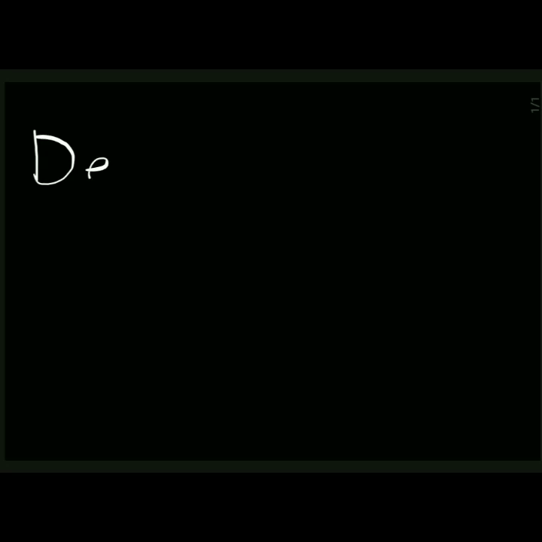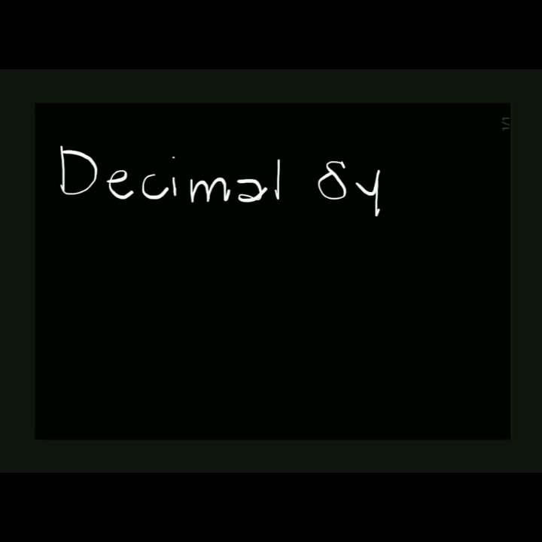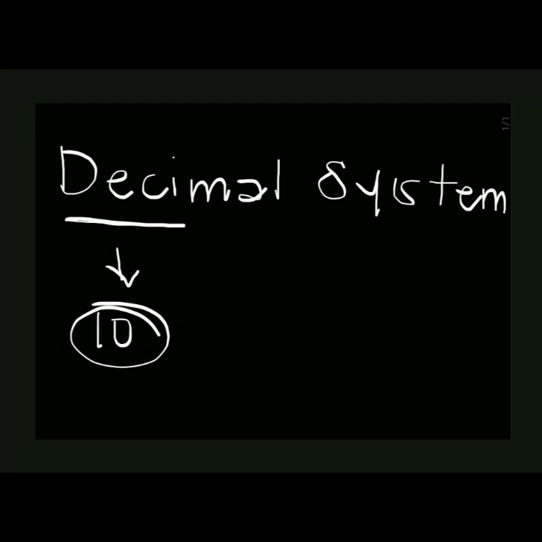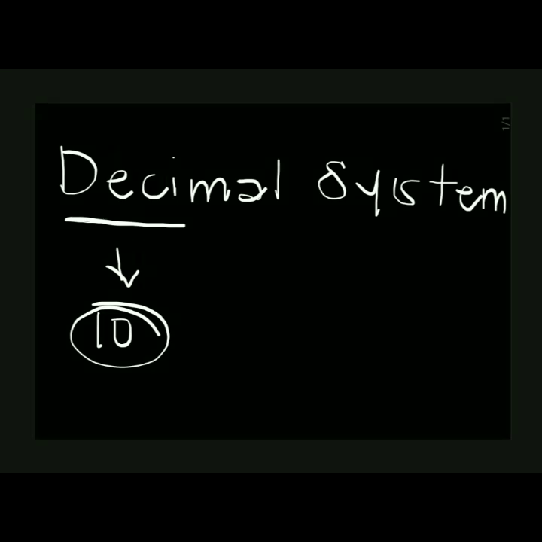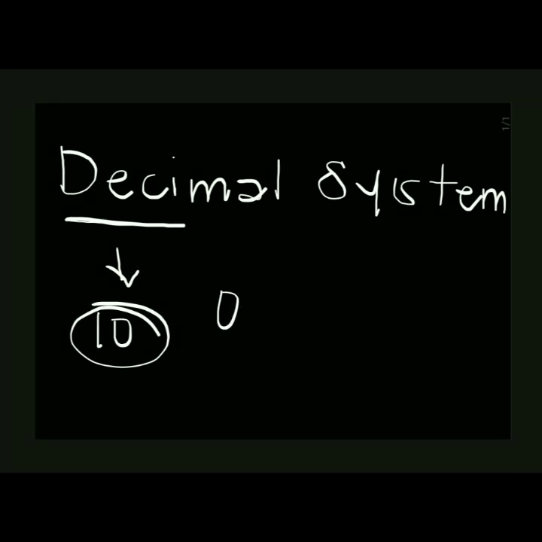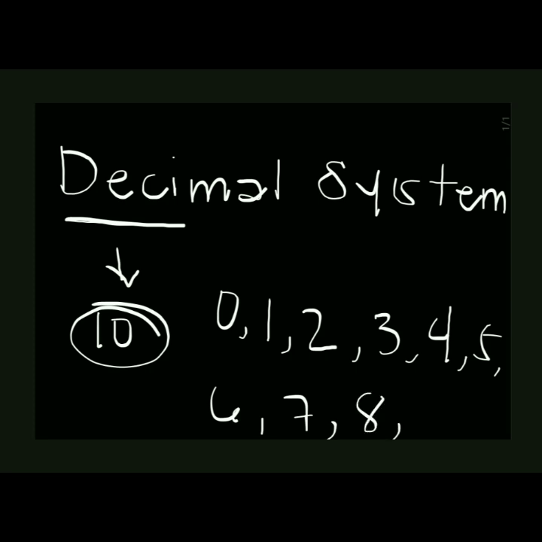Next, we have the decimal system. From the word deci, which means 10. The decimal system is a way of counting that uses 10 different digits: 0, 1, 2, 3, 4, 5, 6, 7, 8, and 9. It also relies on place value. Now, the decimal system has two different types.